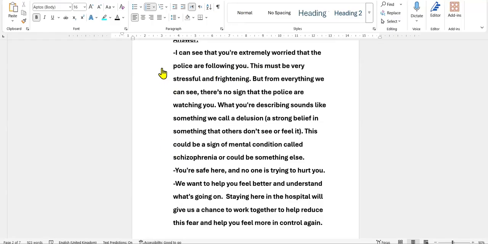I can see that you're extremely worried that the police are following you. This must be very stressful and frightening. You express or show that you feel what he's feeling. You acknowledge that this is worrying, it's frightening. But from everything we can see, there is no sign that the police are watching you. What you are describing sounds like something we call delusion. What is delusion? A strong belief in something that others don't see or feel.